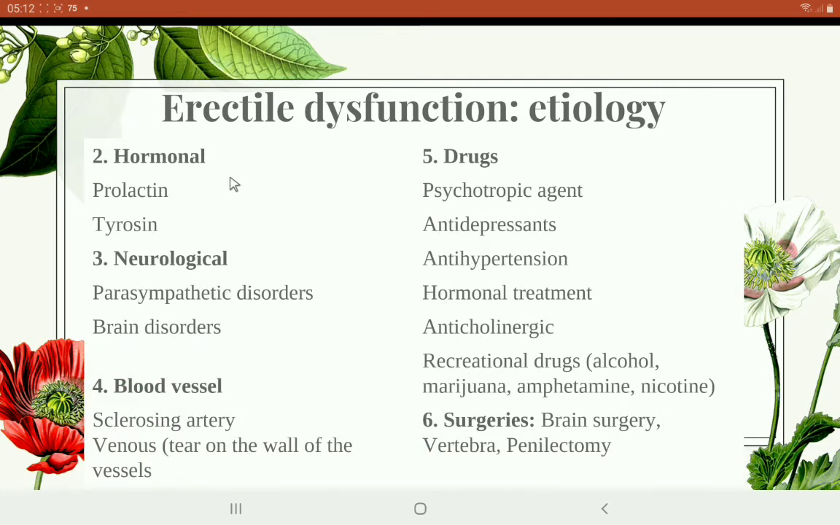The hormonal etiology of erectile dysfunction is prolactin and also tyrosine. The neurological etiology is parasympathetic disorder and brain disorder. And also the blood vessel etiology is sclerosing of the artery and also vena. And the drugs are psychotropic agent, antidepressant, antihypertensive, hormonal treatment, anticholinergic, and recreational drugs. And also surgery etiology, for example, brain surgery, vertebra, and penectomy.